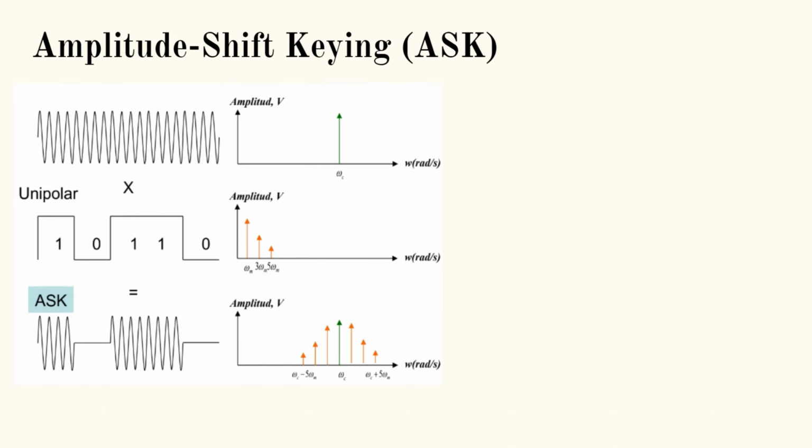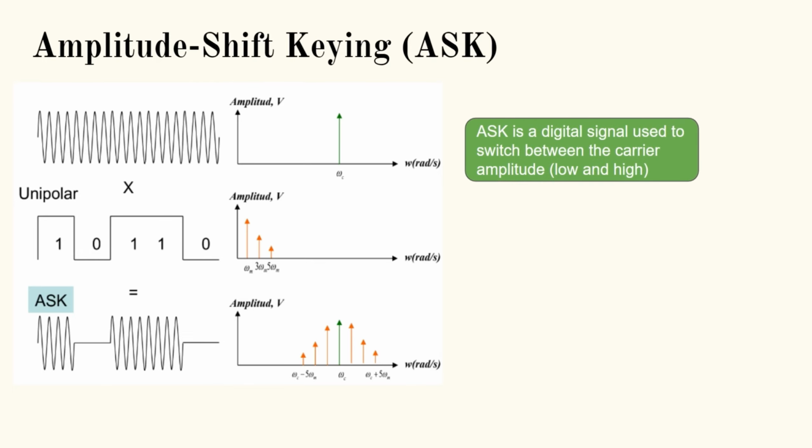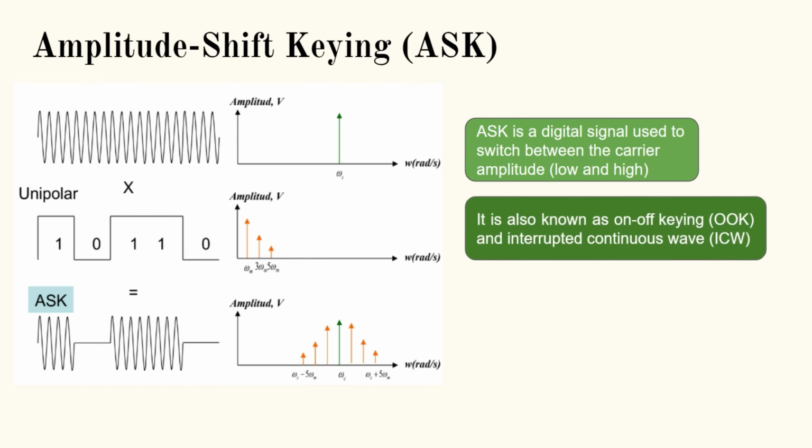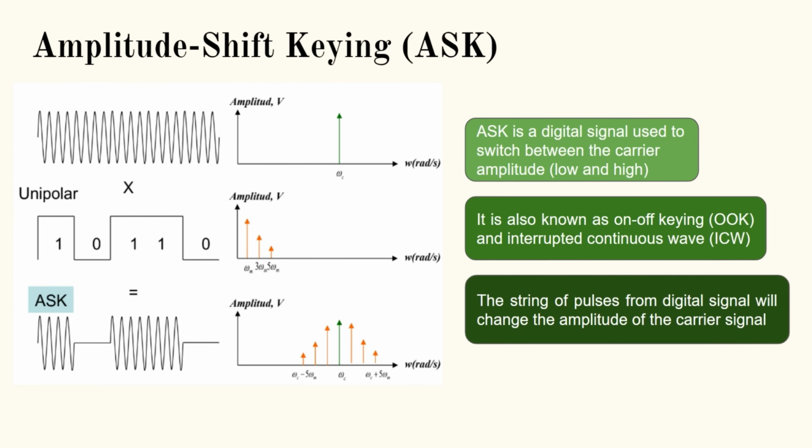There are three shift keying types. To start off, the first one is amplitude shift keying. Amplitude shift keying is a digital signal that is used to switch the carrier amplitudes. It is commonly known as on-off keying and interrupted continuous wave. The string of input pulses matches the carrier signal and changes accordingly.